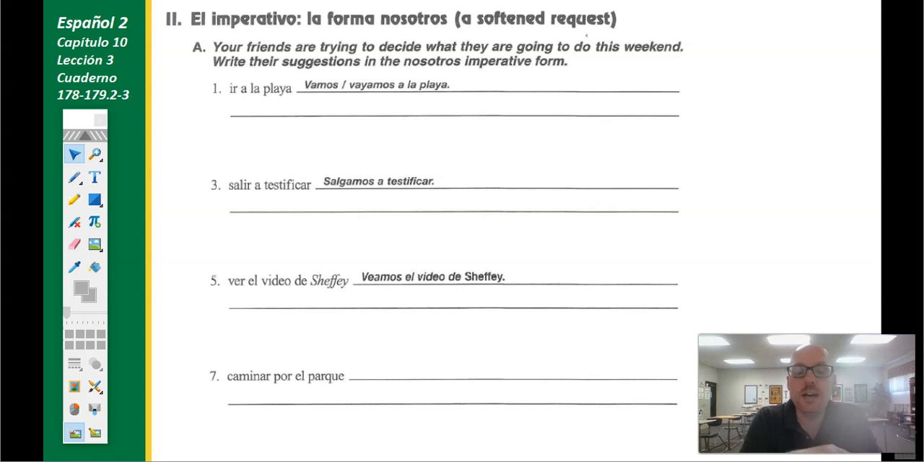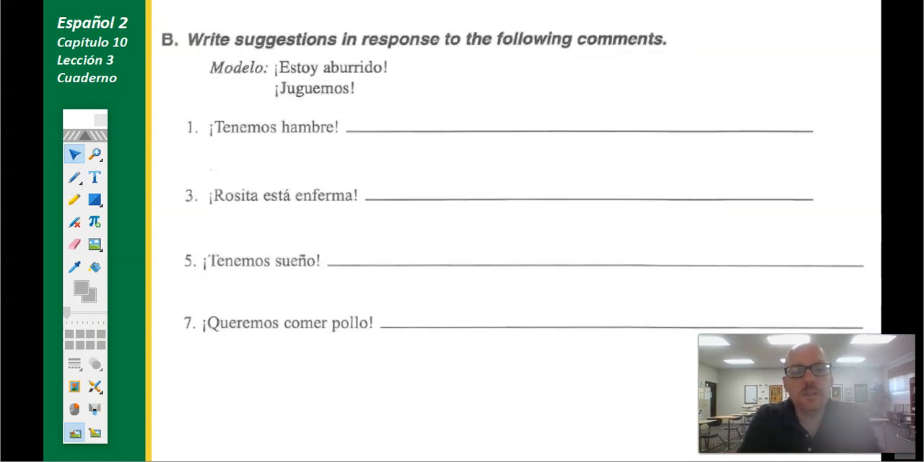Número 7, caminar por el parque. Caminar is to walk, so that would be, let's walk through the park. Caminemos por el parque. Again, if you have any questions, make sure that you've marked your answers in red, any corrections in red, so that you can ask me if you have any trouble. Remember, we want you to understand why you missed what you missed. And then the next activity is B. Write suggestions in response to the following comments.